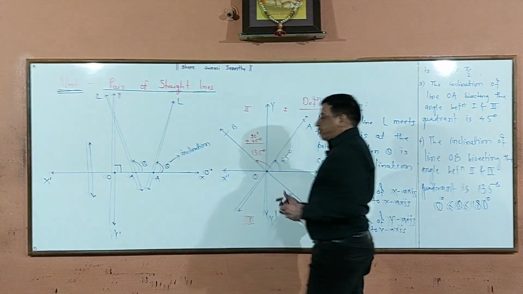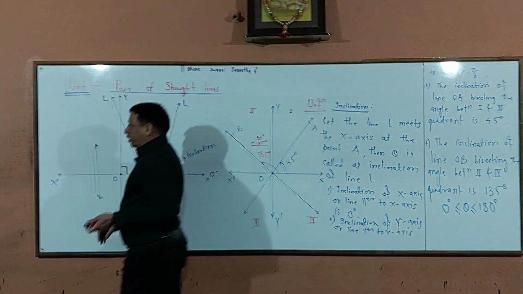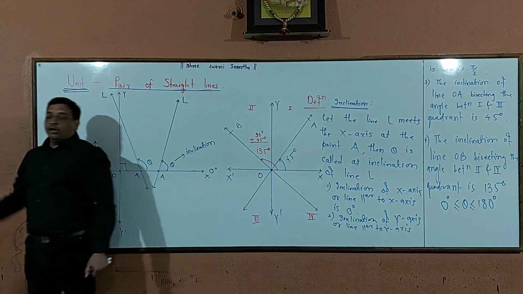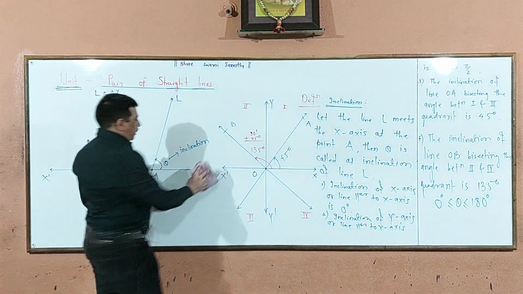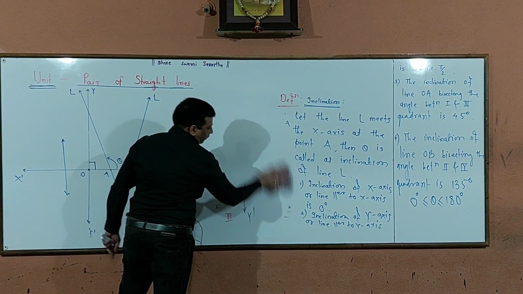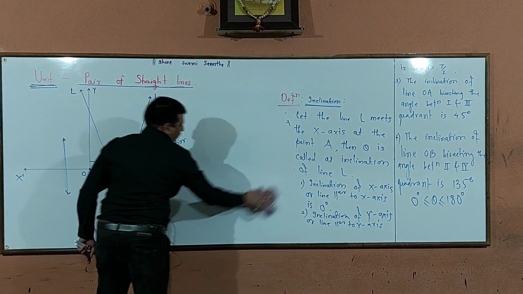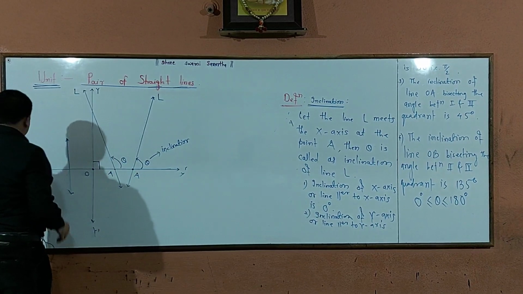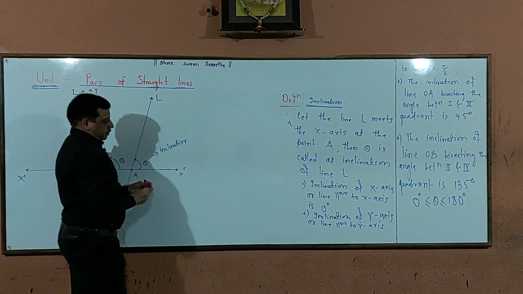Here we have discussed inclination. Inclination is necessary for finding the slope of the line. So the next definition is slope.